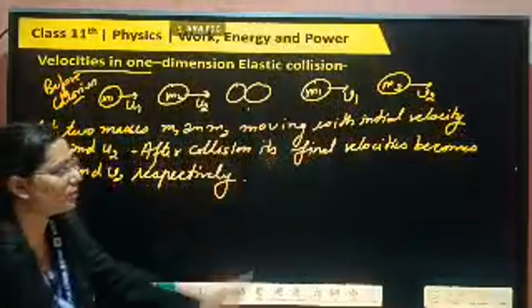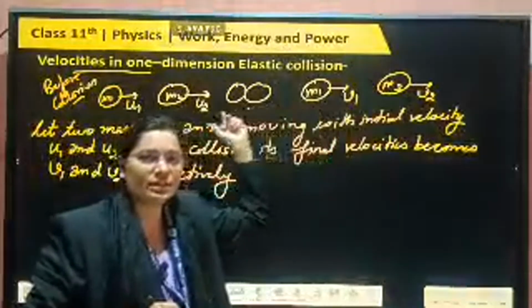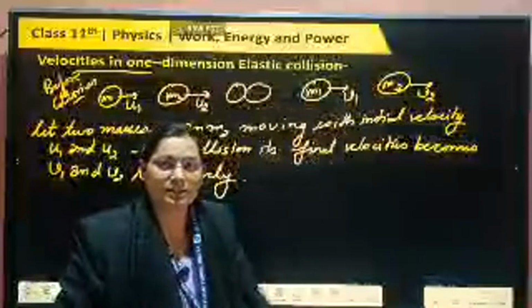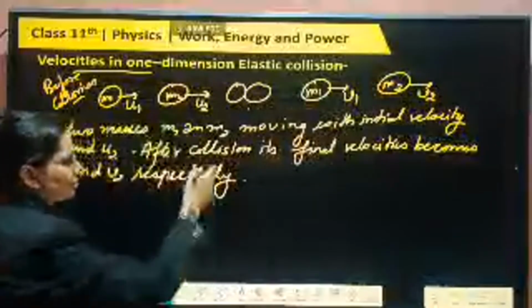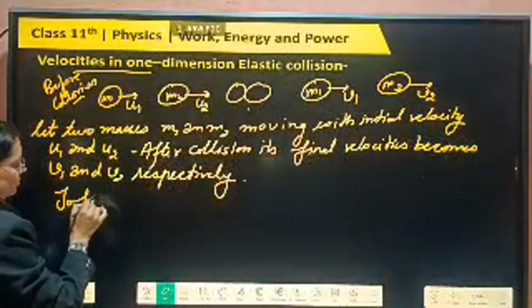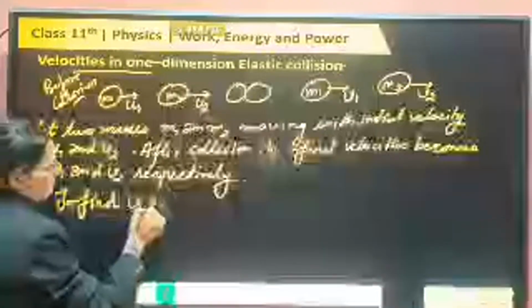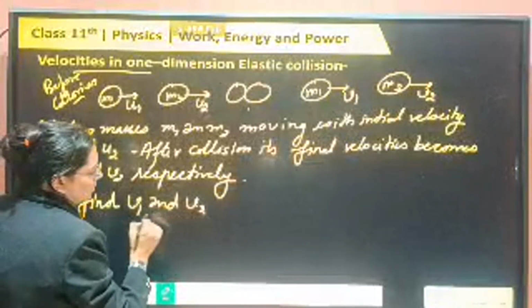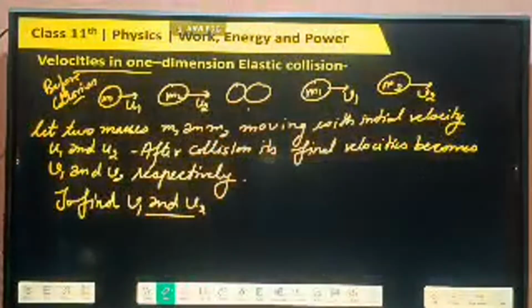So these two velocities we have to find out, कि अगर कोई भी दो body collide होती है तो collision के बाद उसकी velocity में कितना change आएगा, कितना variation आएगा. So this we have to find out, to find v1 and v2. Clear? So this one is the example of the elastic collision.